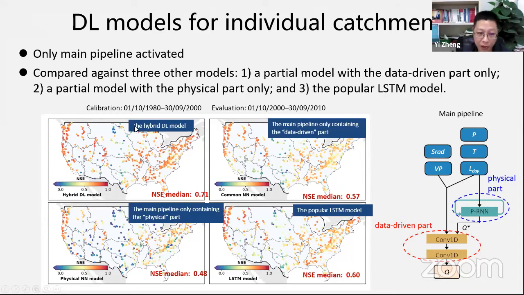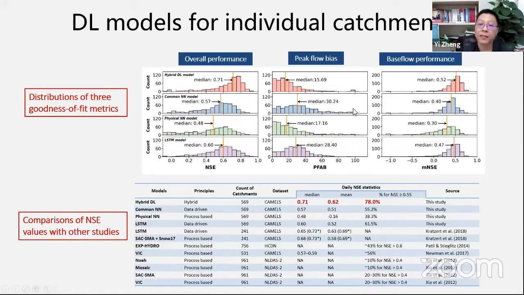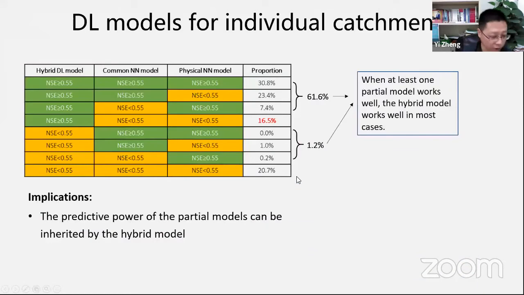As we can see from the colors, our model performed the best, and there are more statistics telling you that our model performed better than the three other models. I will skip all the details. This is interesting, so I need to spend some time. This column shows the performance of our hybrid model, and these two columns show the neural network only model and the physical part only model. As we can see from these figures, when at least one partial model works well, the hybrid model works very well in most cases.